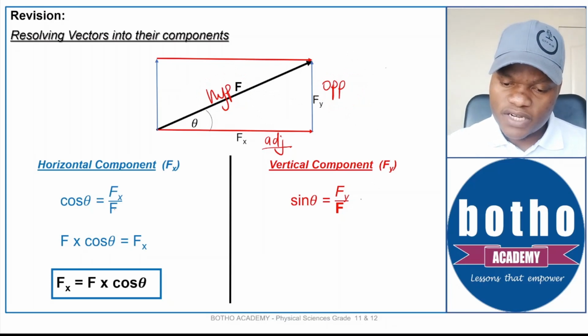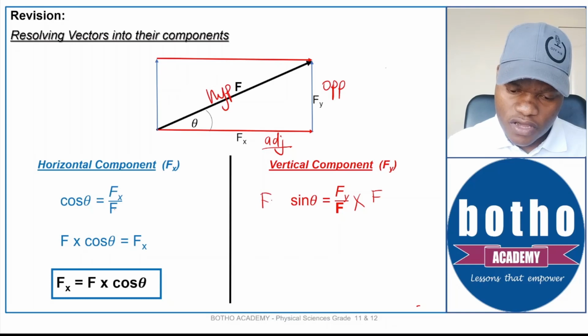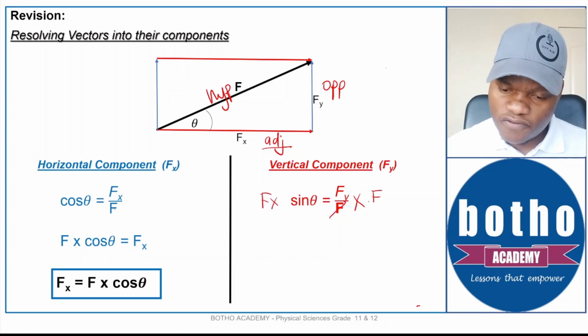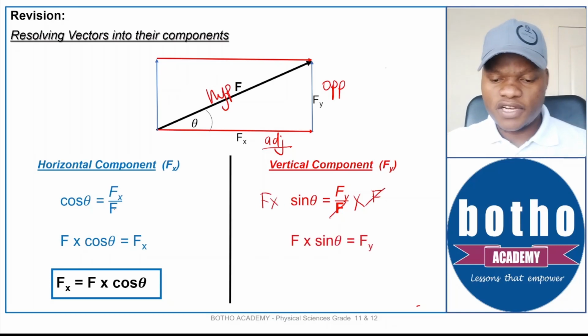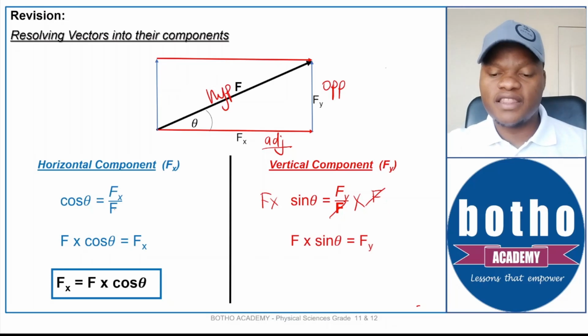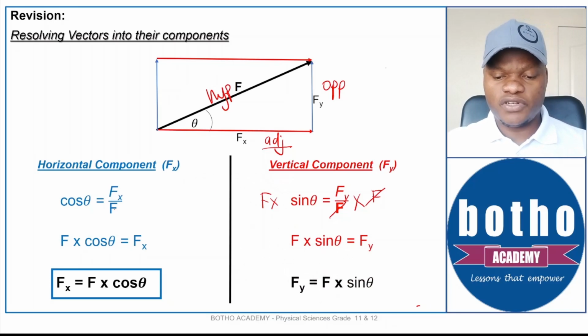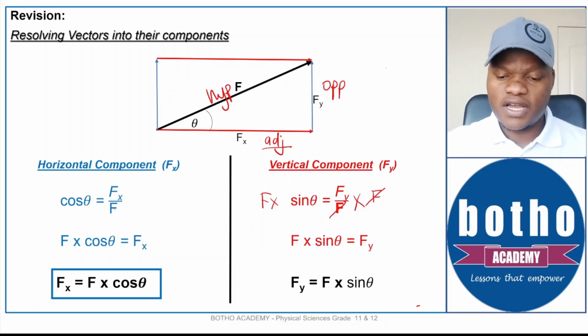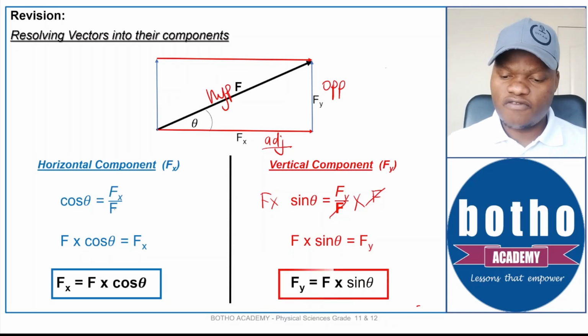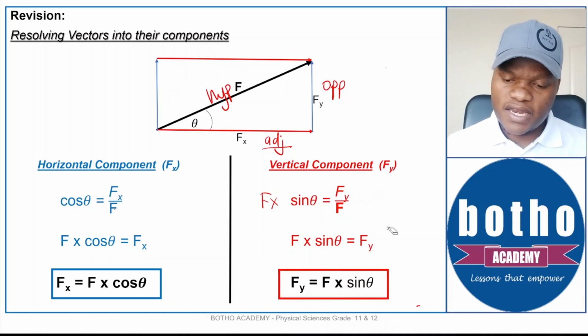Again, because we want fy, you can multiply both sides by f. If you multiply both sides by f, this f will cancel that f. What you're going to be left with is f multiplied by sine theta is equal to fy. Then we make fy the subject by putting it on the left, and we get the formula fy is equal to f multiplied by sine theta.